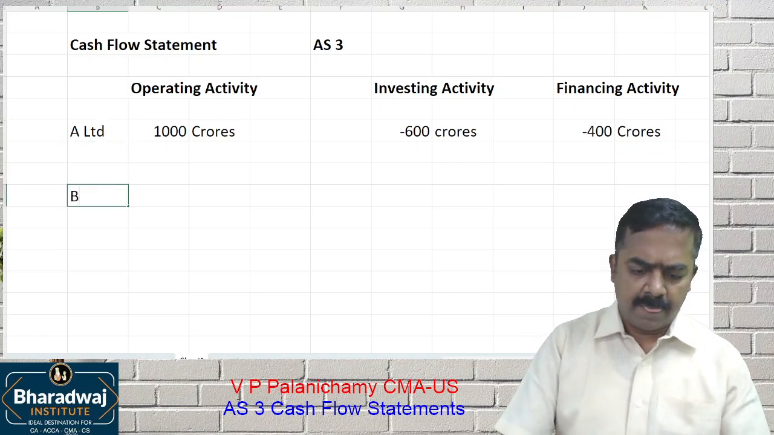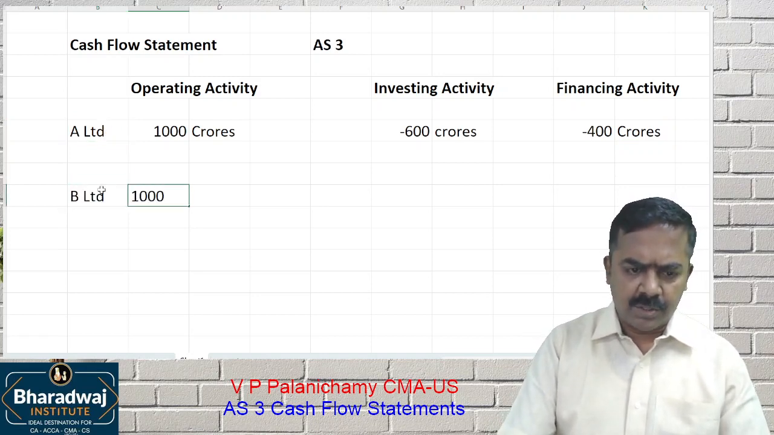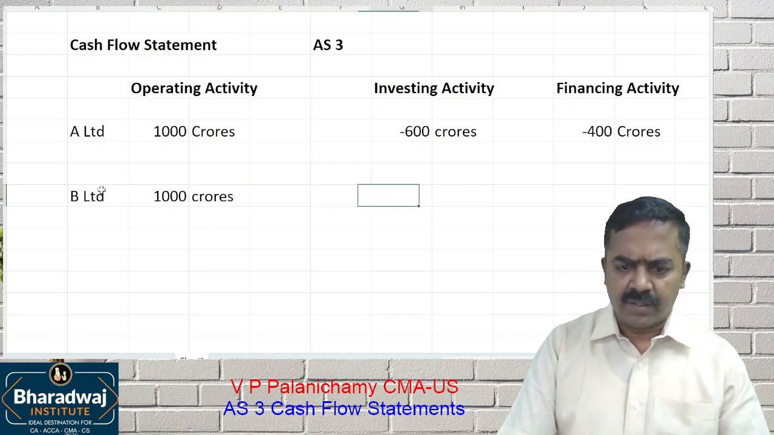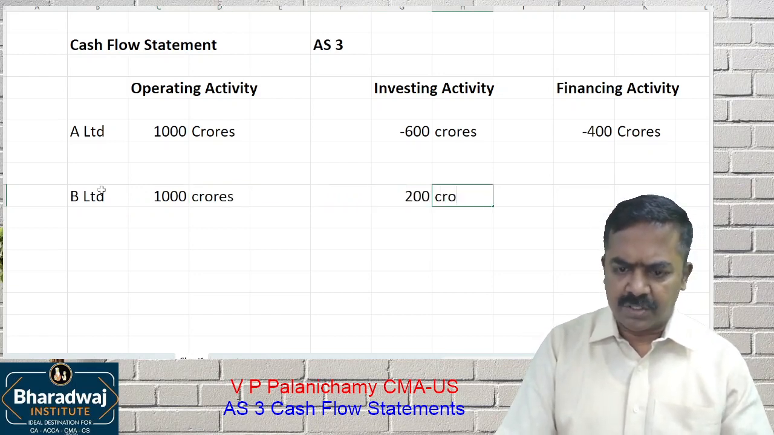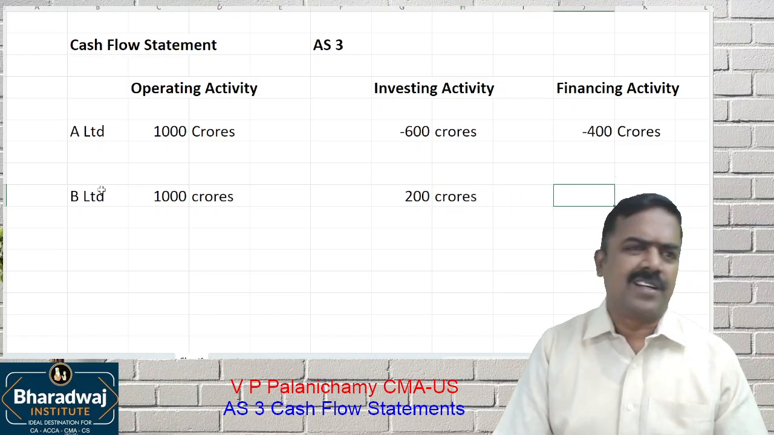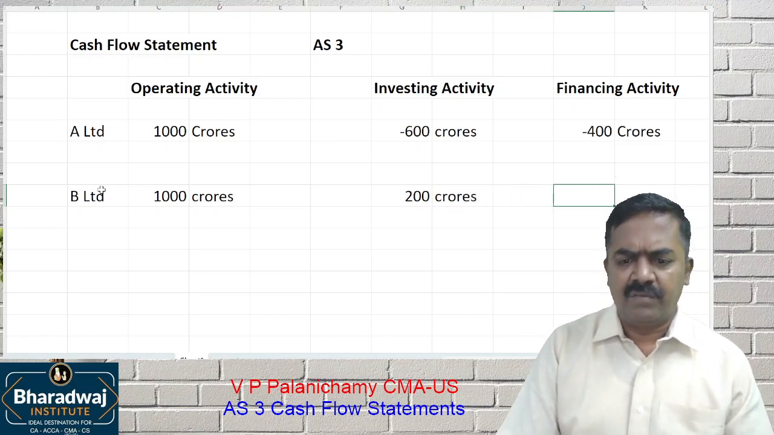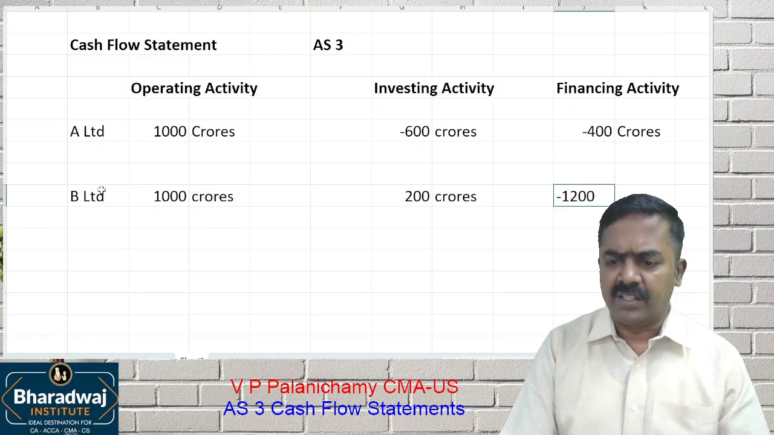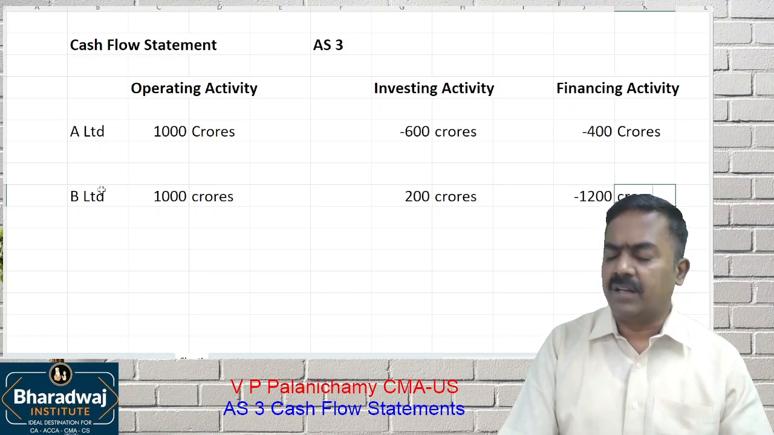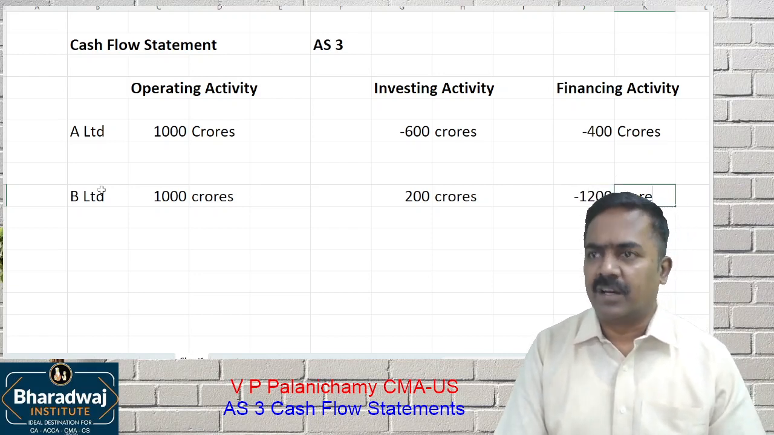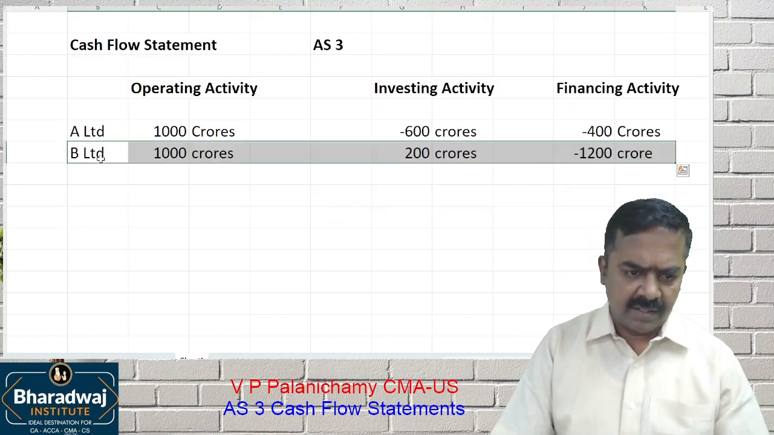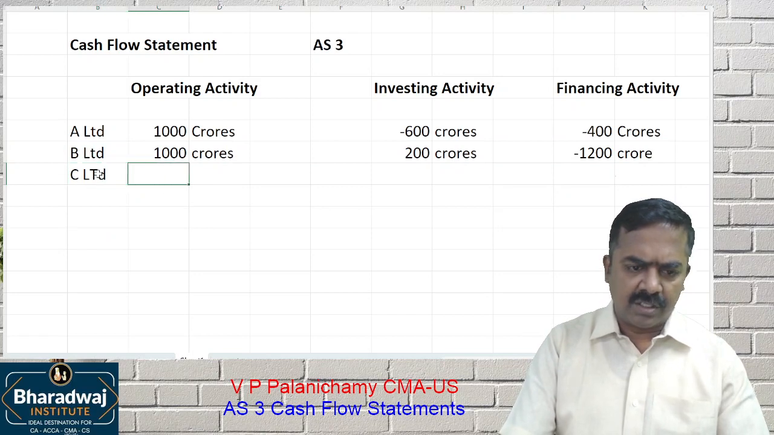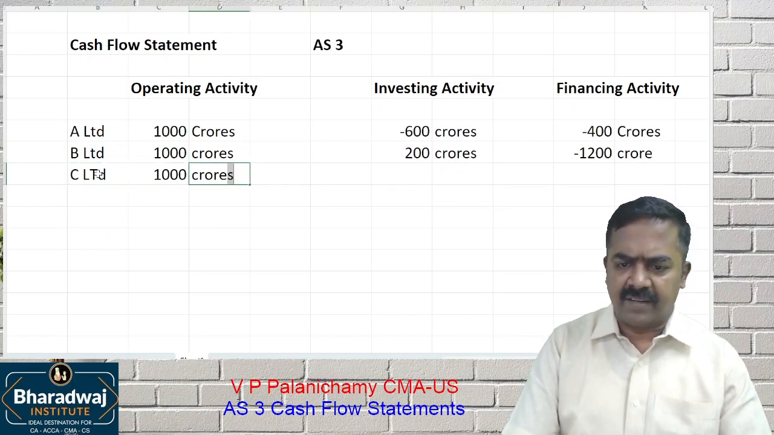B Limited also earned 1000 crores and sold some assets for 200 crores. Sold some assets for how much? 200 crores. Unnecessary land, buildings and all they sold, which they used for repayment of liabilities, which may be interest payment, loan repayment, buyback of shares. That is for which company? B Limited.